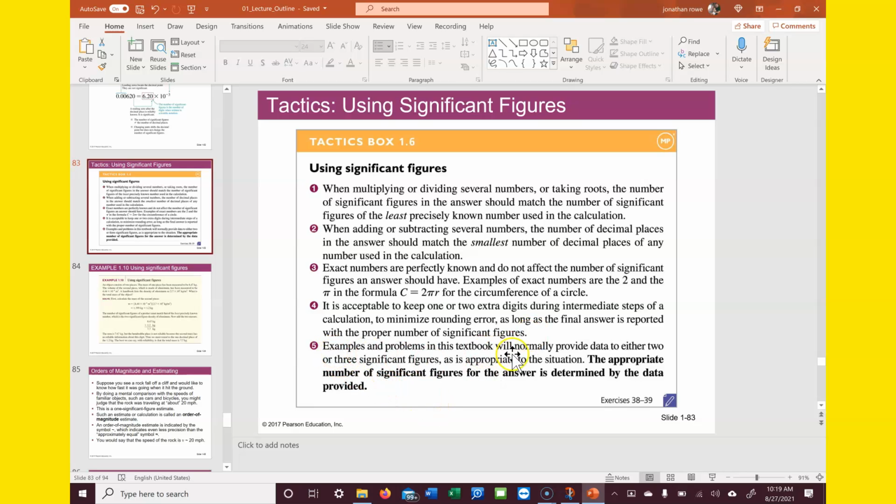All right. Examples and problems in this textbook will normally provide data to either 2 or 3 significant figures, as is appropriate to the solution. The appropriate number of significant figures for an answer, remember, is determined by the data provided. In other words, when you're working a physics problem, use the same number of significant figures as the numbers that are given to you. It's determined by the numbers given to you in that problem.